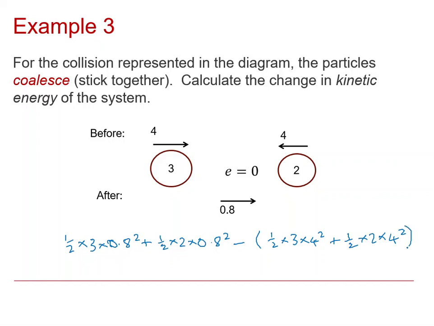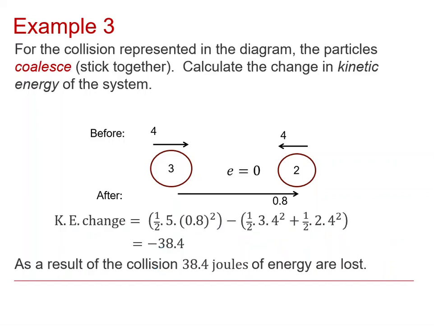Notice that when dealing with energy, signs for velocity don't matter because you're squaring and everything will turn out to be positive. So that's our calculation which has to be completed. There's the summary of the same figures, and the answer turns out to be minus 38.4. So the conclusion in context with the units is that 38.4 joules of energy are lost.